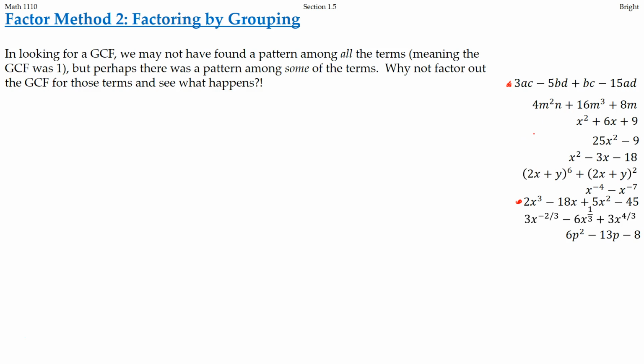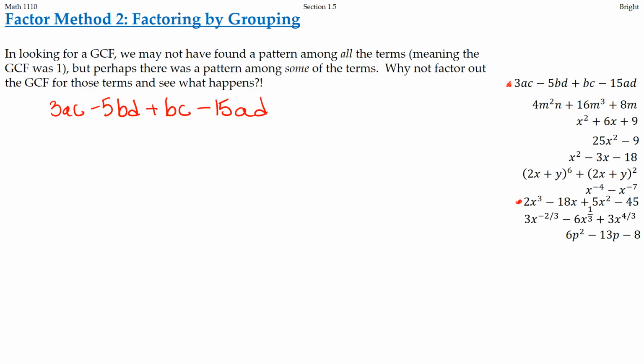So I have two examples here. I'm going to do the first one and then I'm going to have you do the second one. So if I write this out, 3AC minus 5BD plus BC minus 15AD, I want you to pause the video and think about the patterns or the different numbers and variable combinations you see in here. See if there are terms that have certain things in common. Okay, well, I think there are some patterns here. It just depends on which way you want to do this.